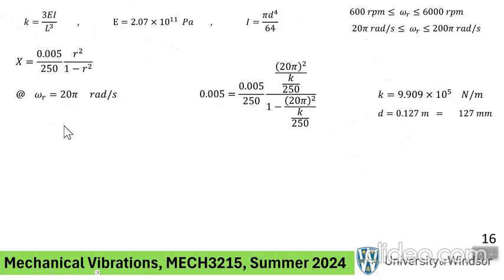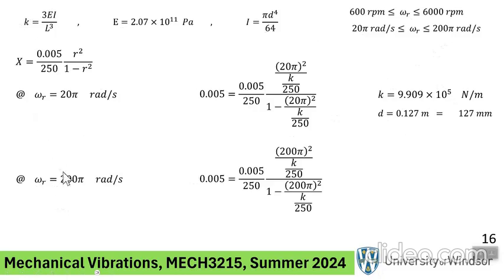Now, we're going to repeat this at the other extreme speed. In other words, 200 pi. So it's just a matter of repeating this, where the speed, instead of 20 pi, is 200 pi. Plug it in, do a little bit of algebra, you get the diameter 4.01.